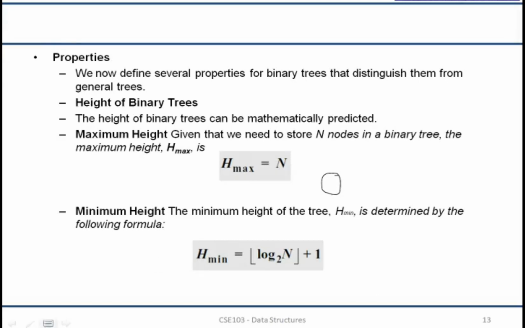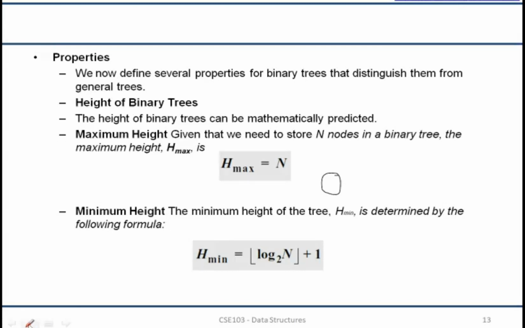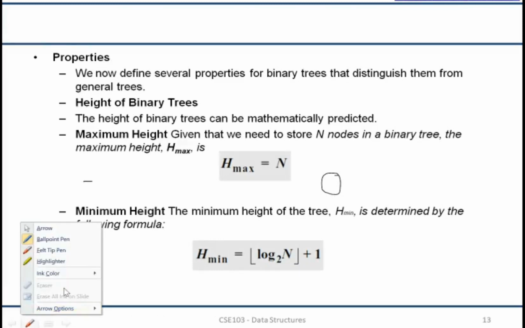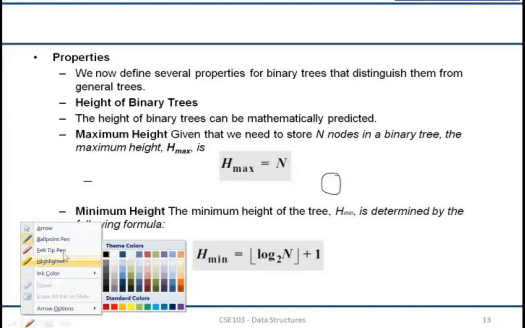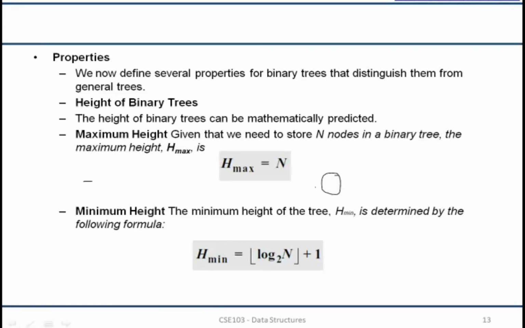Just one minute. There is no meaning for this circle. I'll erase this before uploading the PPT. So h max equal to n.